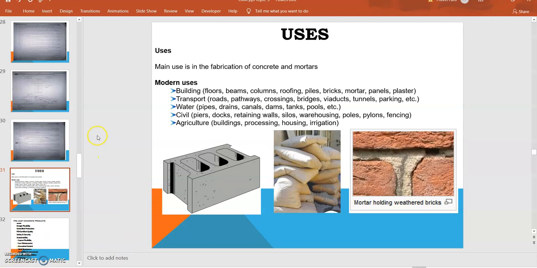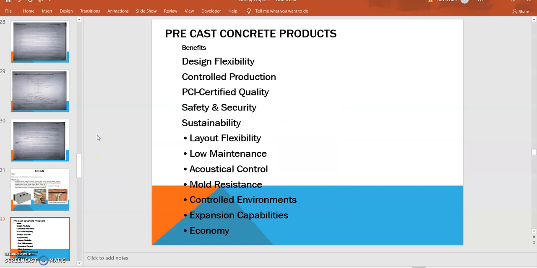So this is the end of the cement product. Next, we will discuss the precast concrete product.